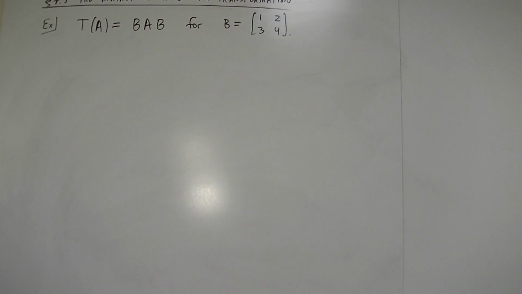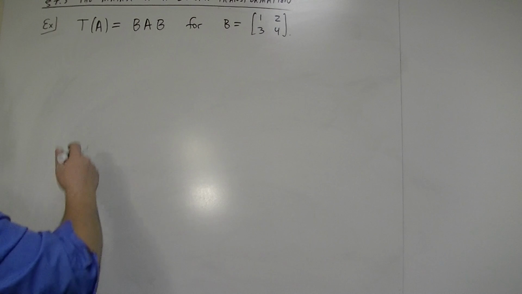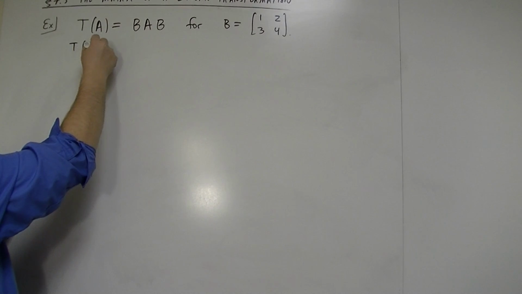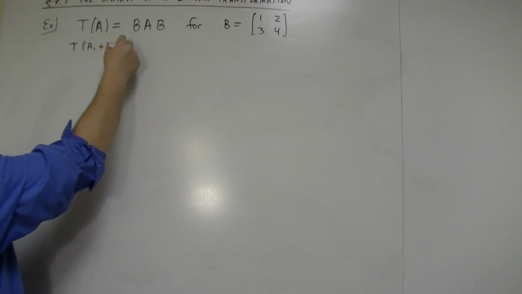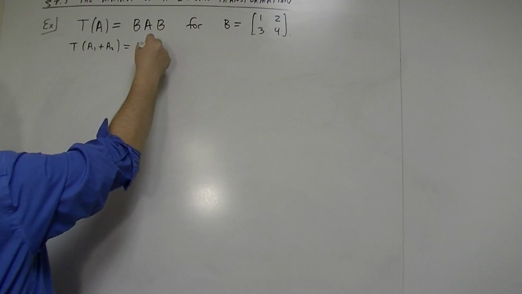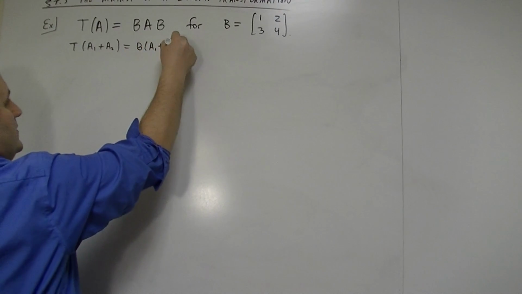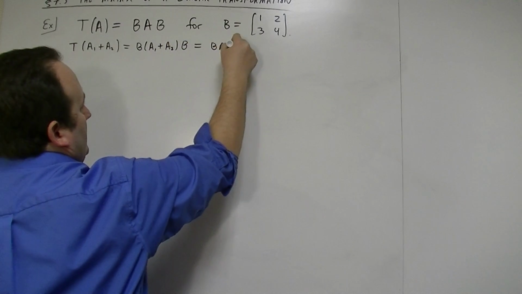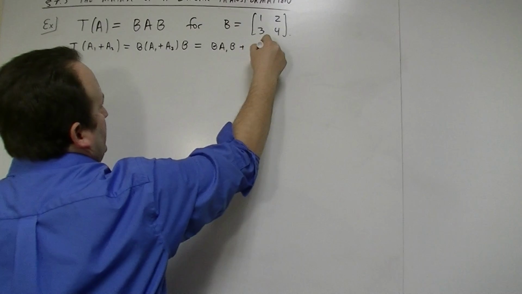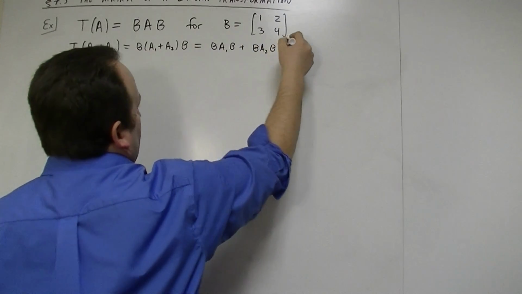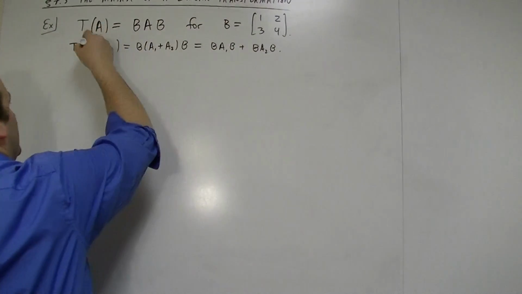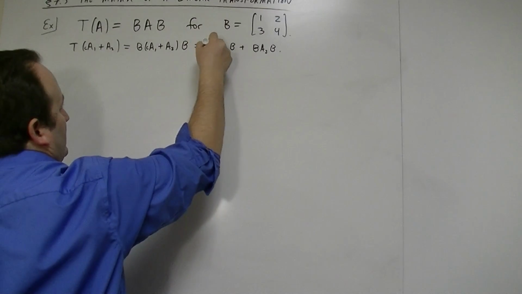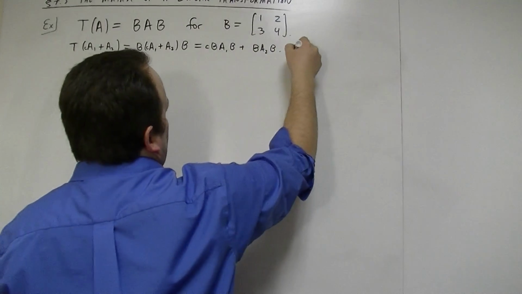First of all, is this a linear transformation? I wanted to talk about that briefly. It's easy to show it is, because if you have T of A1 plus A2, then you've got B(A1 plus A2)B, which is BA1B plus BA2B, and you can easily put a constant here and here, and so that will imply that T is linear.